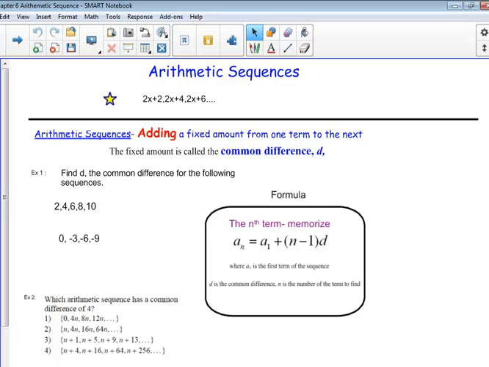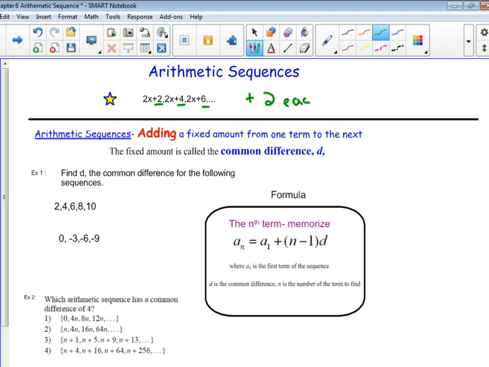About arithmetic sequences. You guys have done regular sequences so far and recursive sequences. An arithmetic sequence is special because it's doing something every time. What do you guys think is going on in here? The pattern, yeah. What are you adding each time? 2, good, nice job. You're adding 2 each time, very nice.